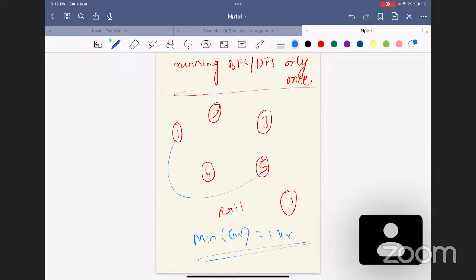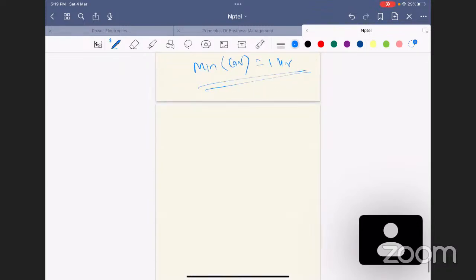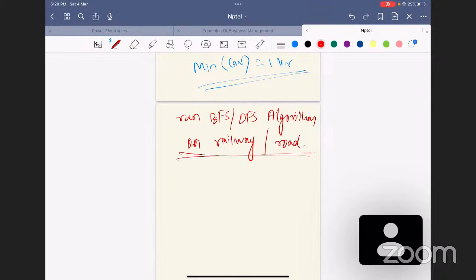Okay. So in both the cases, if there is a railway between 1 and 5, we know that the minimum time taken by train is 1. And if we don't have a railway, that means there is a road between 1 and 5. That means that the minimum time taken by a car is 1 hour. Okay. So every time we know that we either have to run the BFS or DFS algorithm on railway network or road network, right? So this was the trick. Like, just if you don't want to run the BFS or DFS algorithm twice, okay?